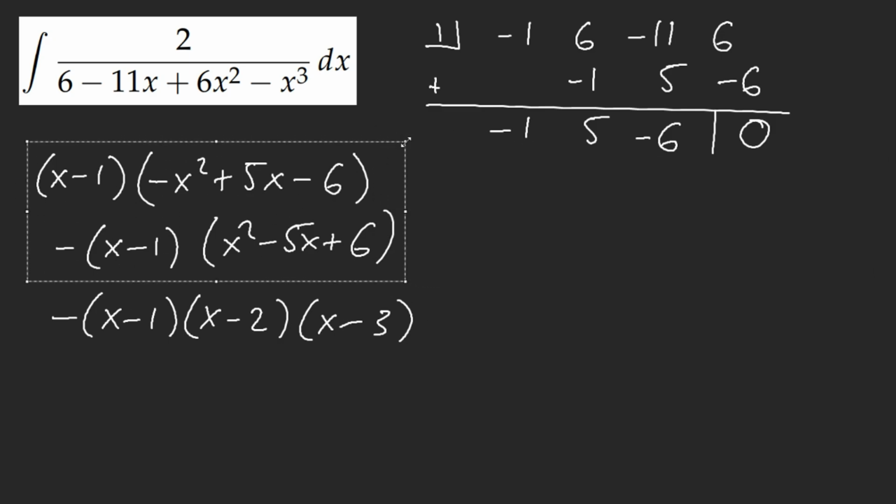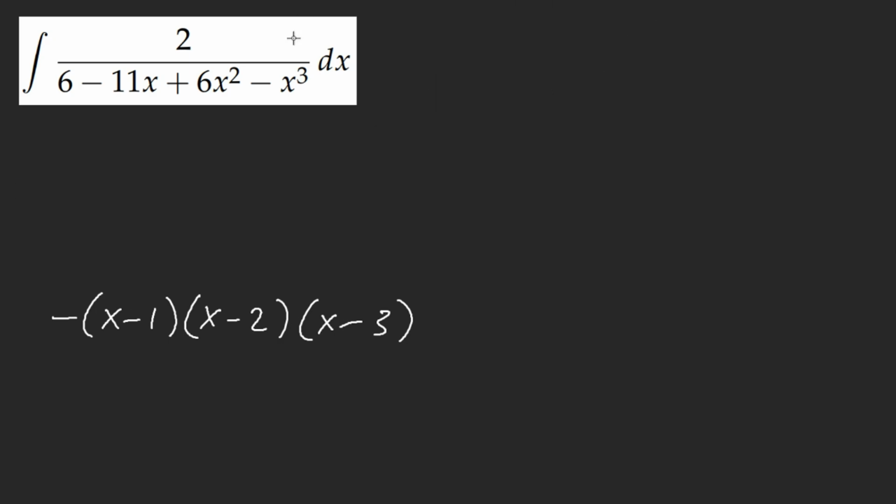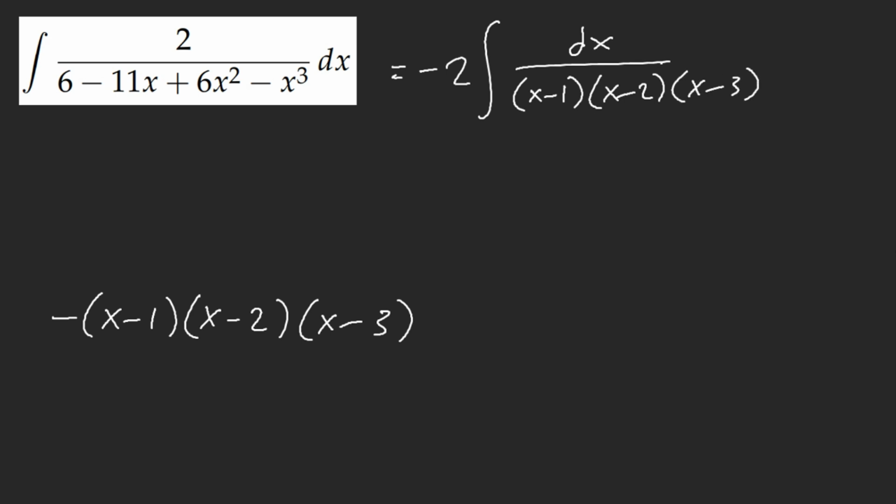So, here. It seems like this is just negative 2 of this, x minus 2, x minus 3. Well, okay. So, what are we going to do? Seems like we're going to do partial fractions. Now, wait a minute. There's something that I want to test out.